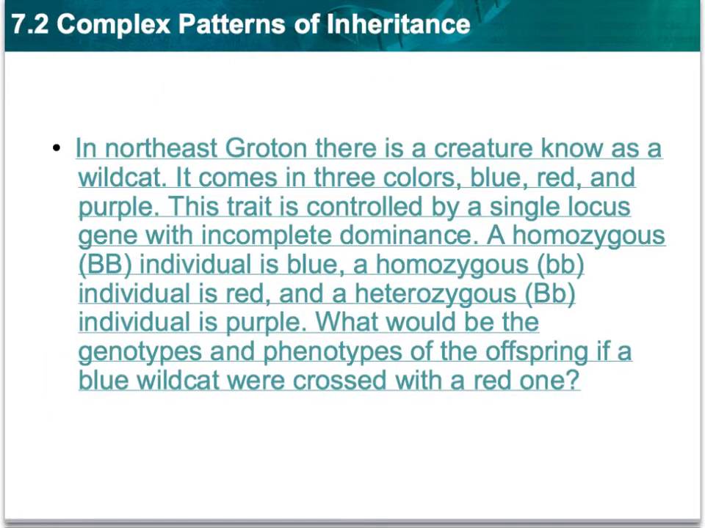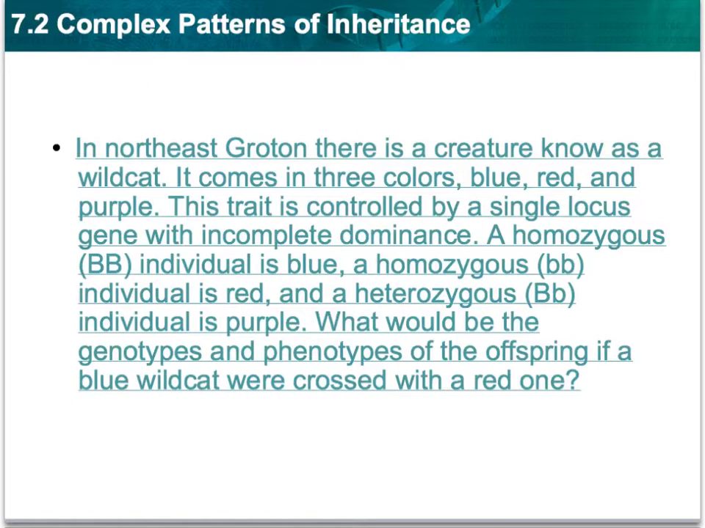So here we're going to look at an incomplete dominance genetics problem. In northeast Groton, there is a creature known as a wildcat. It comes in 3 colors, blue, red, and purple. The trait is controlled by a single locus gene with incomplete dominance. A homozygous, big B big B, individual is blue. A homozygous recessive, little b little b, individual is red. And a heterozygous, big B little b, individual is purple.